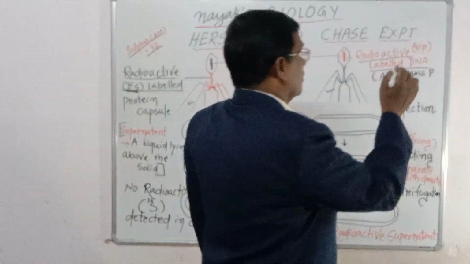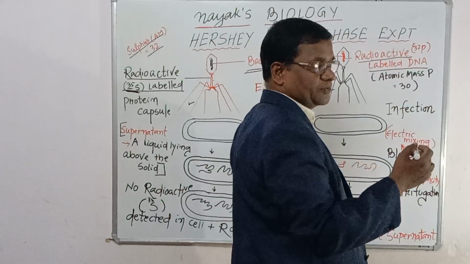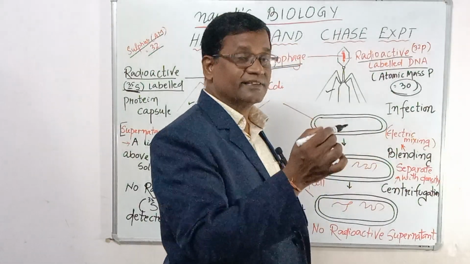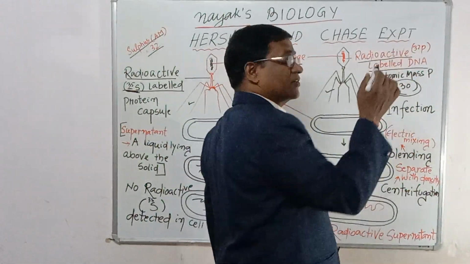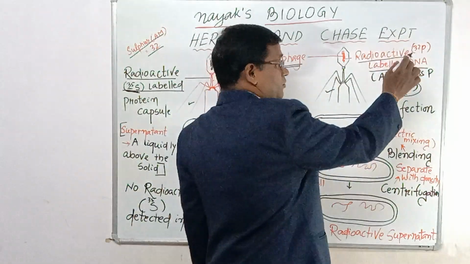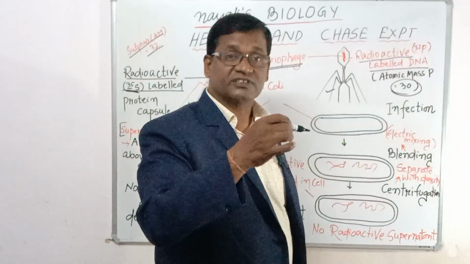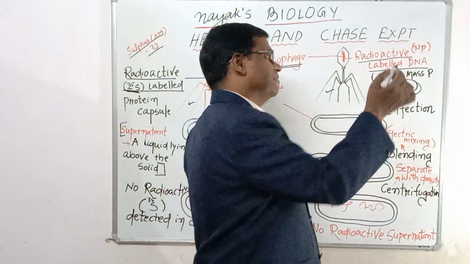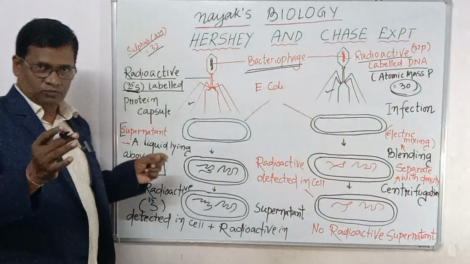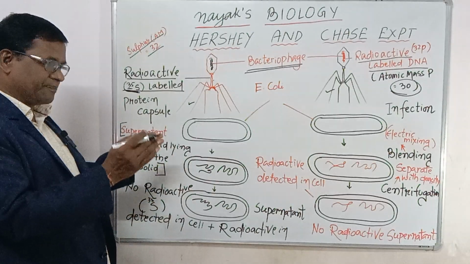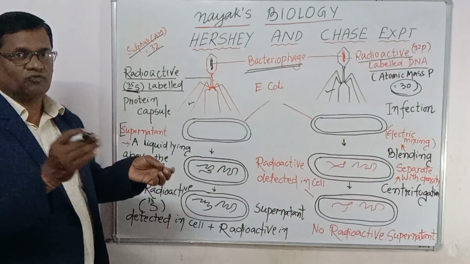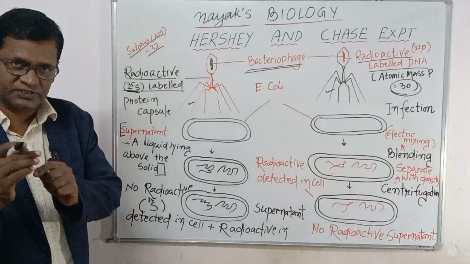Here, the atomic mass of phosphorus is 31, but what they took was phosphorus with atomic mass 32. How did it become 32? Because the number of neutrons has changed and it became radioactive. Now they made two culture plates. In one culture plate, Hershey and Chase took the radioactive sulfur, and in the other they took the radioactive phosphorus.